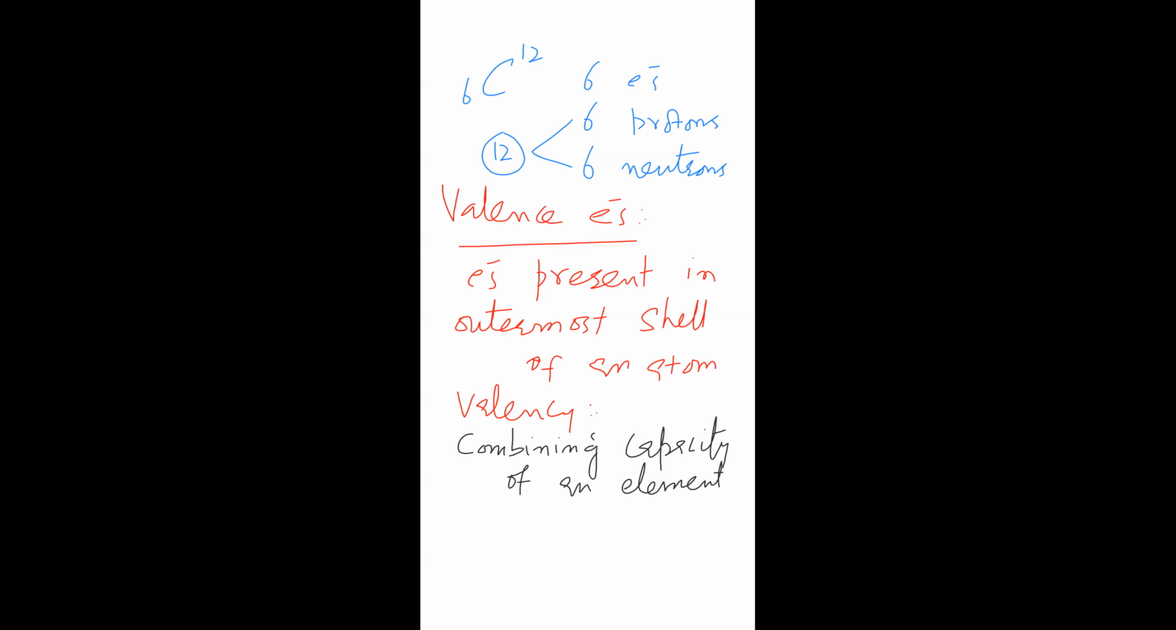For example, carbon combines with 4 hydrogen atoms and forms methane. That means the valency of carbon is 4, because its combining capacity is 4, as it has combined with 4 hydrogen atoms. Next, nitrogen can usually combine with only 3 hydrogen atoms. That is why the valency of nitrogen is 3.